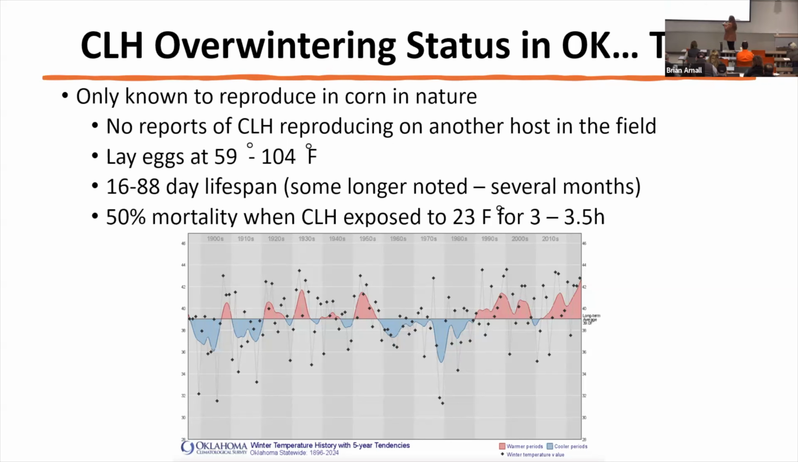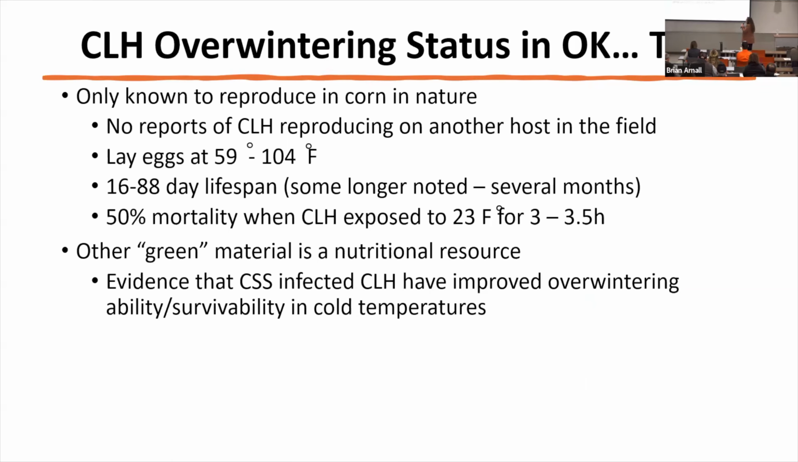What I'm showing here is basically some weather temperature history data. It seems like we're likely in a warm cycle right now. Like I said, February seemed to be pretty mild. So depending on what's going to happen for us in these next few months, I think it's going to be really critical to determine, are we going to have this insect present? So like I said, other green material, that's a nutritional resource. We do have evidence from the literature that actually that spiroplasma, if that insect is infected with it, kind of acts like antifreeze, where they actually have the ability to overwinter even better because they're infected with that.